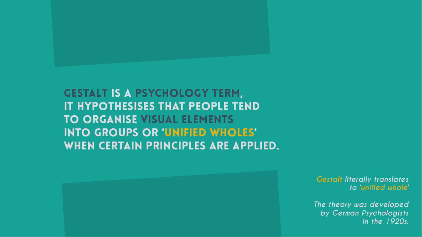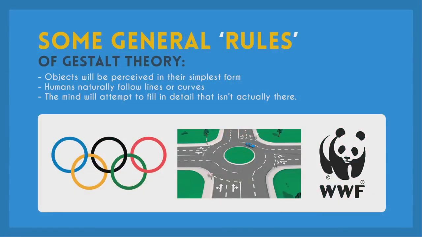It literally translates to unified whole, and it's a German psychologist theory developed in the 1920s. This will make sense as we go through, but essentially some general rules that you need to understand are as follows. Objects will be perceived in their simplest form. We talked about how we perceive relationships between objects. That is what Gestalt theory is about, the relationships that different objects or elements of a design have with each other. The first rule is that we perceive them in their simplest form.